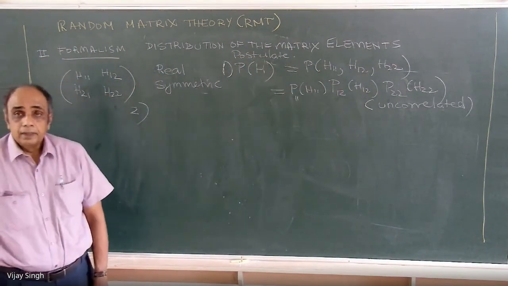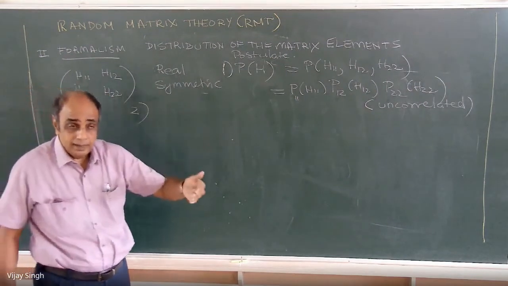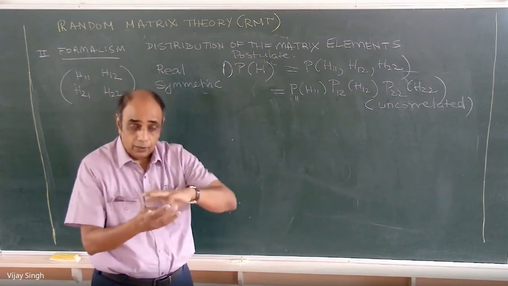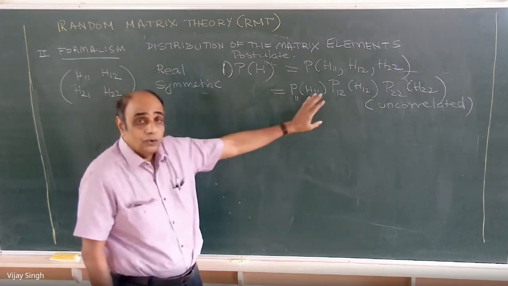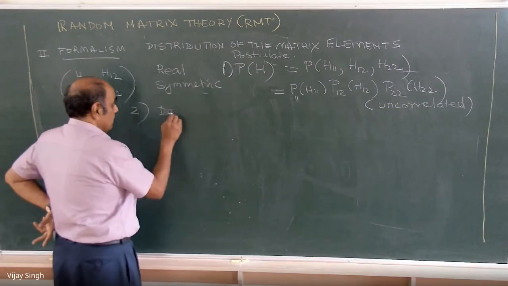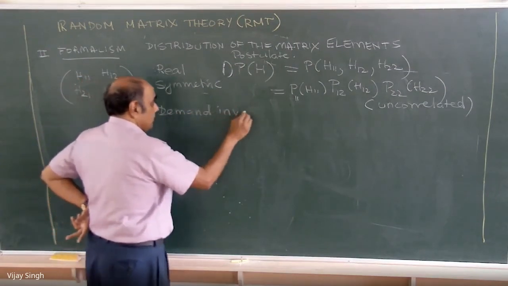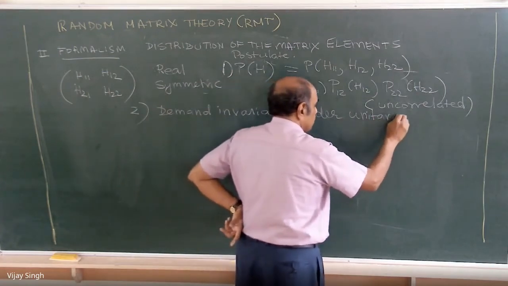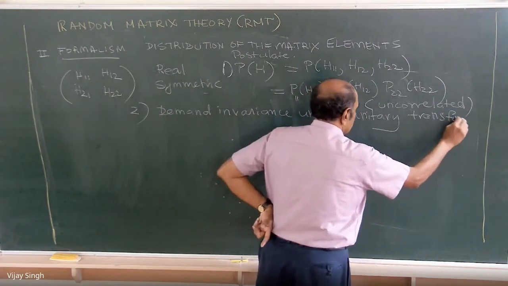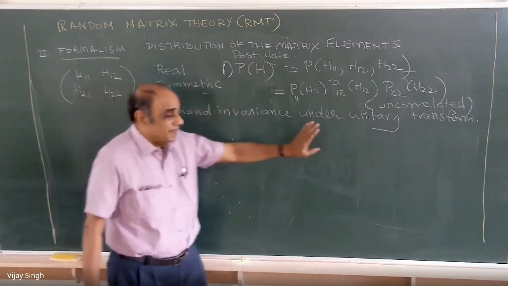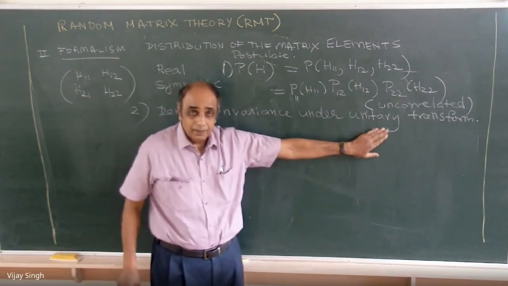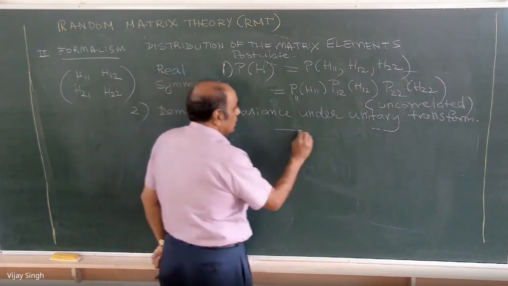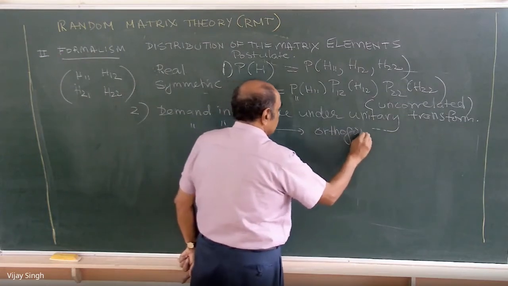The second postulate is that this probability distribution is invariant under an orthogonal transform. You could say unitary transform if it was Hermitian, but if I make an orthogonal transform, if I rotate my system, the probability distribution should not change. So I demand invariance under unitary transform. I say unitary to make it general. This is for a Hermitian matrix, for a complex matrix. Since I have a real matrix, I demand invariance, which would reduce to what you call orthogonal, under rotation.